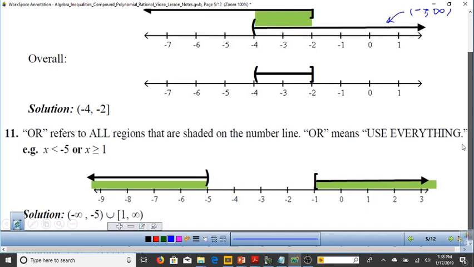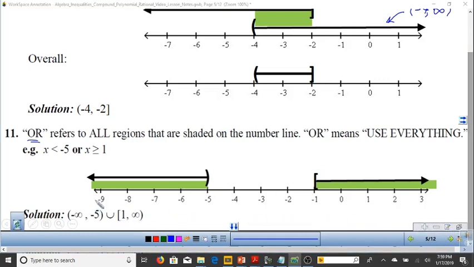That's for overlap. Now, when we talk about whether we can choose either region, we call that OR, and that represents a union. That means when we say x is less than negative 5 or x is greater than or equal to 1, we're saying if x is in either region, that satisfies what we're looking for. So we shade all the areas that meet either condition. In this case, we shade to the left of negative 5 with a parenthesis and to the right of 1 with a bracket because it's included. And then we say, well, those are my possible solutions.